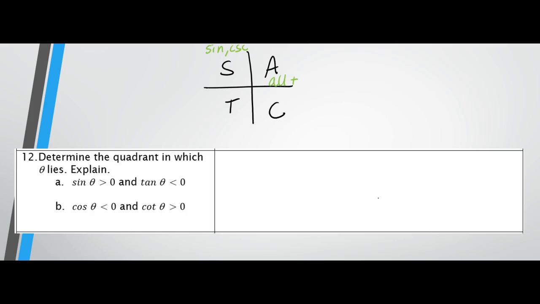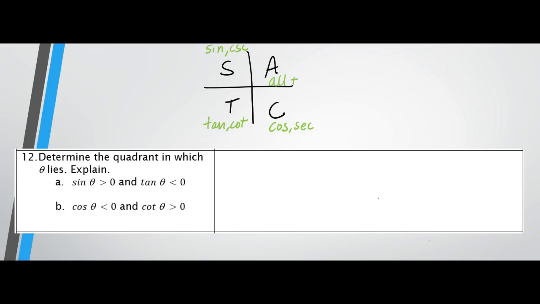The T in quadrant 3 stands for tangent, and then remember the reciprocal function that goes with tangent is cotangent. So in quadrant 3, tangent and cotangent are positive, everything else is negative. And then finally in quadrant 4, the C stands for cosine. The reciprocal function of cosine is secant. So in quadrant 4, secant and cosine are positive, everything else is negative.